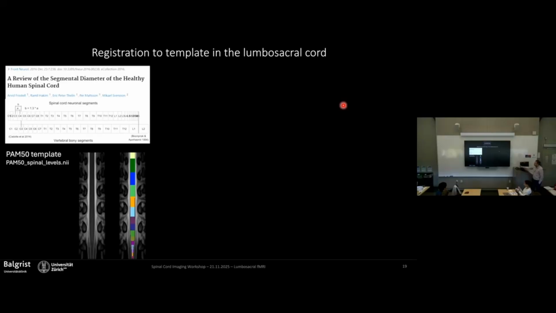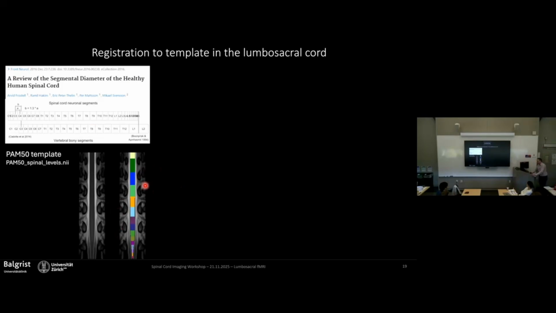So the Spinal Cord Toolbox recently implemented the spinal levels, which are based on the Frostell atlas. There is this study, a review that collected data from different studies and came up with this correspondence between the neuronal segments on the top and the vertebral levels. But these are just approximate neurological levels, right?